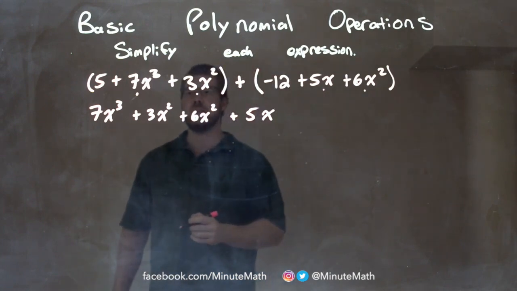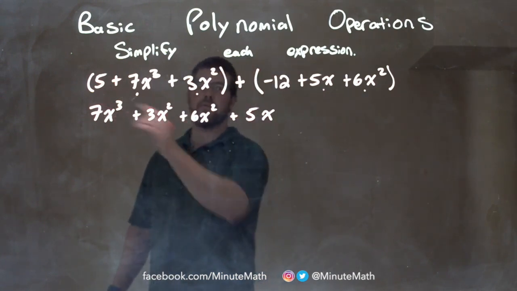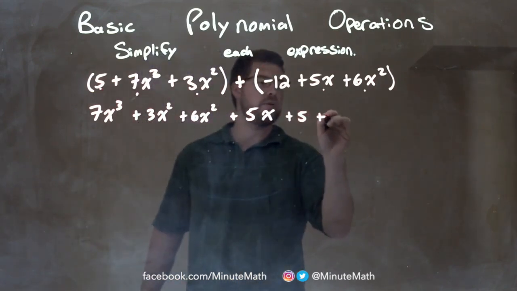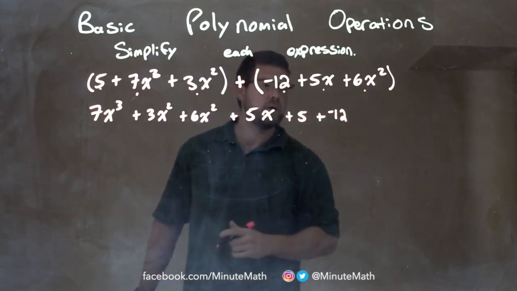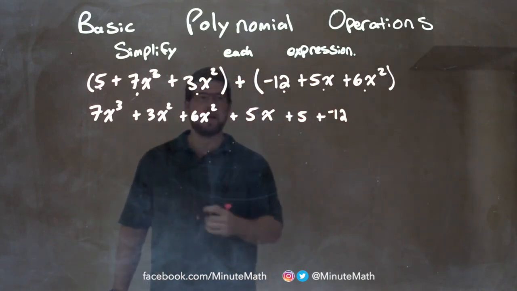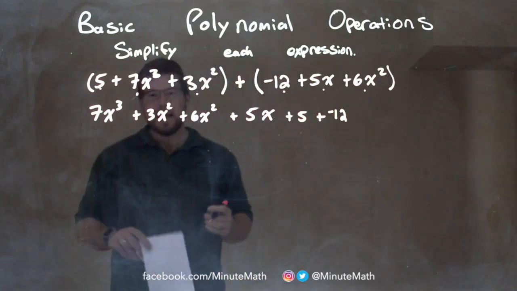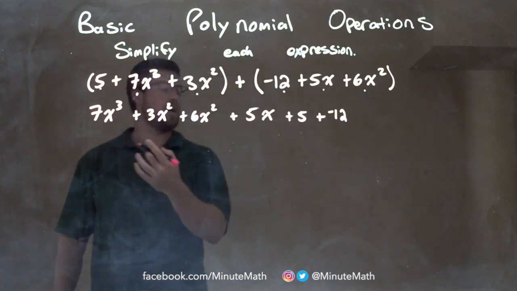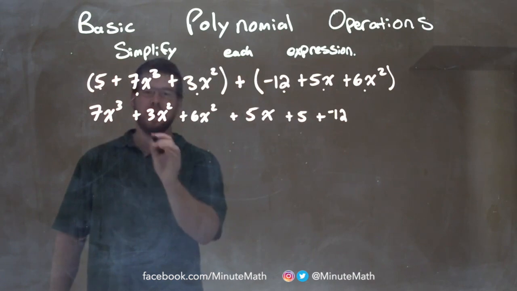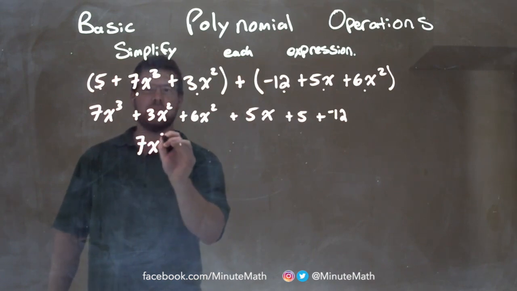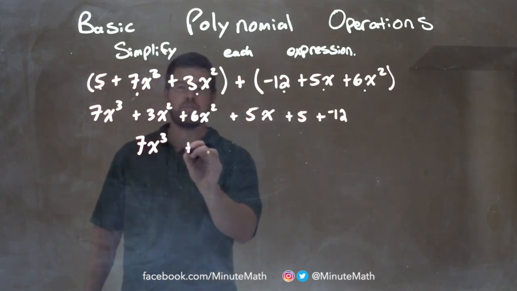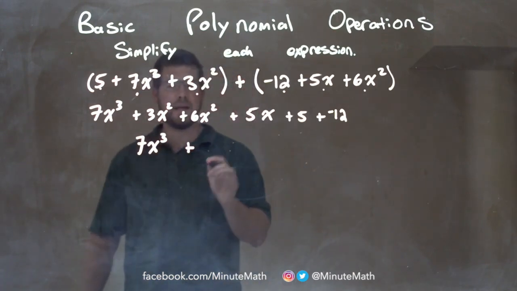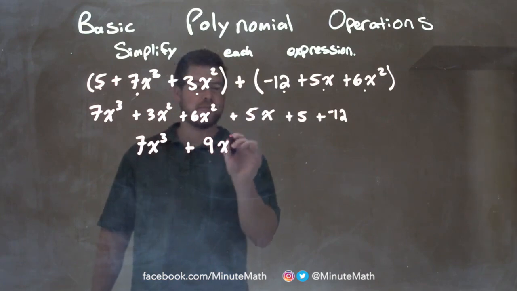Then I see we have a constant 5, and then a negative 12, or plus a negative 12. So now I just have to simplify. Well, there's nothing x to the third power besides the first one, so we just bring down the 7x to the third. We're good. Now, with the x squareds, we have 3x squared and 6x squared. We combine that together to be a 9x squared.